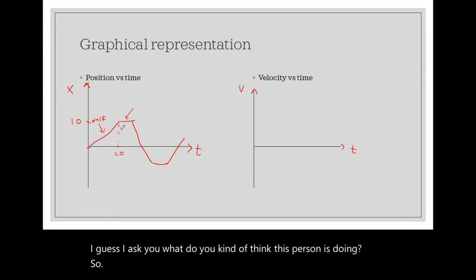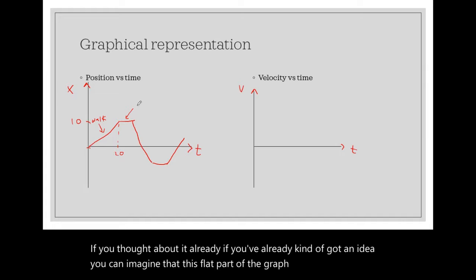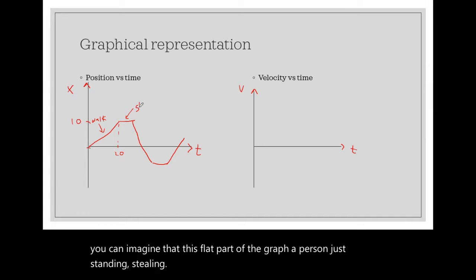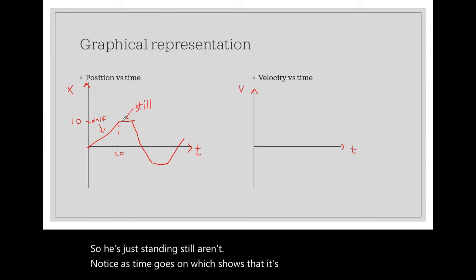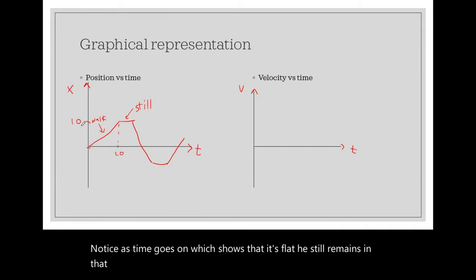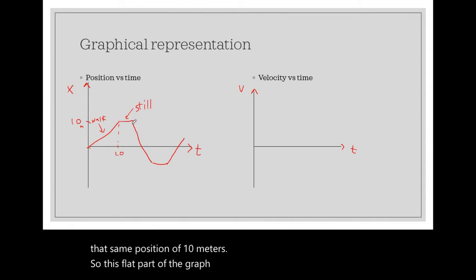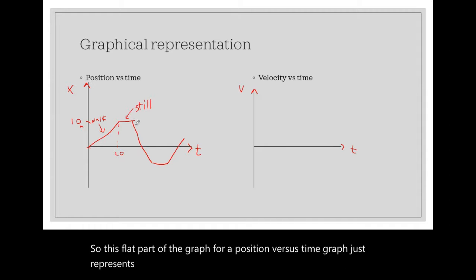So if you've thought about it already, if you've kind of got an idea, you can imagine that this flat part of the graph is a person just standing still. Notice that as time goes on, he still remains in that same position of 10 meters. So this flat part of the graph for a position versus time graph just represents a person being still.